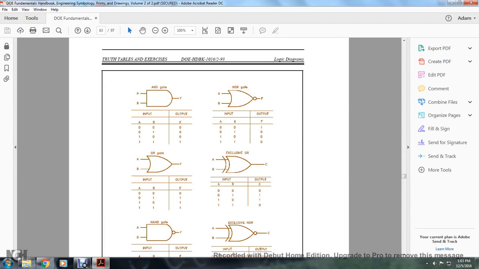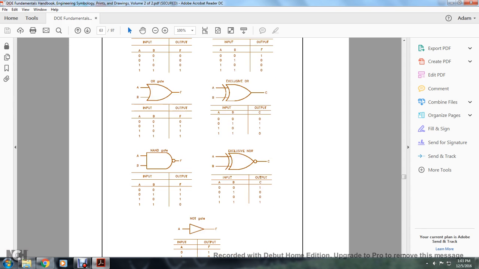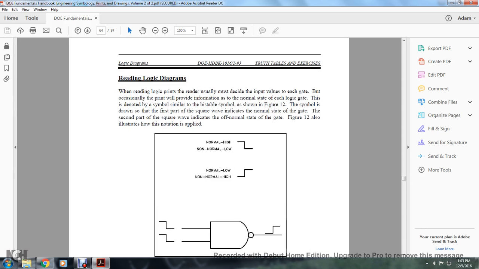Alright, and these are the different combinations. The AND gate and the NOR gate have the same inputs except for the output. These are the outputs of the AND and NOR gates. Alright.